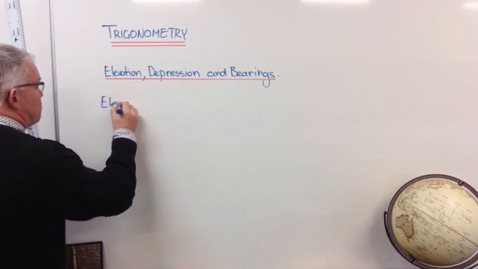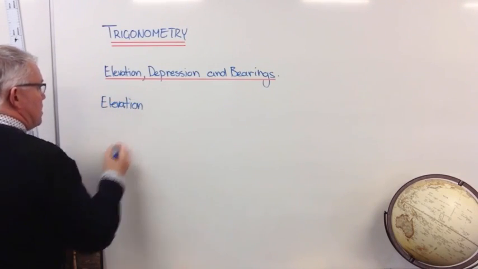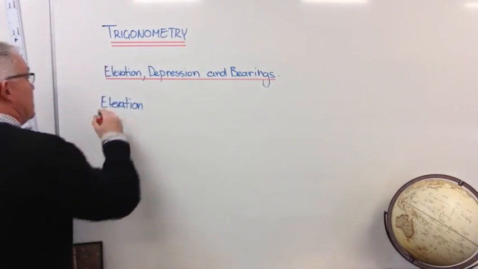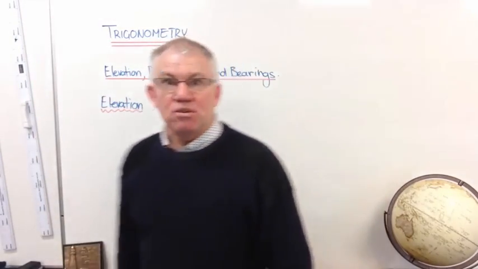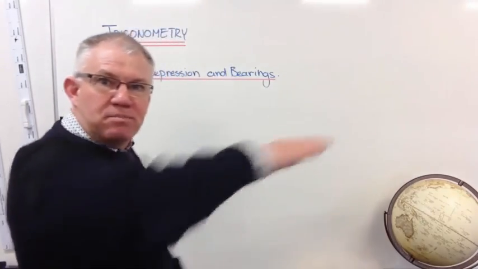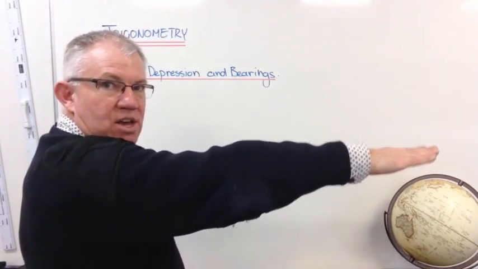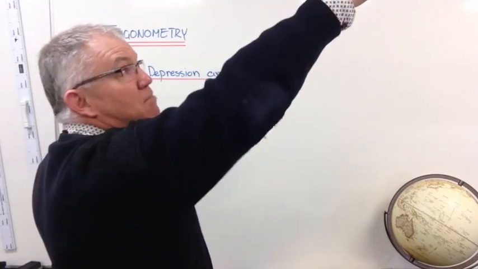It's pretty straightforward, elevation. Normally we think of using an elevator to go up. So if you're looking at something and there's an angle of elevation, it means instead of looking out straight, we're going to be looking up at something up high.